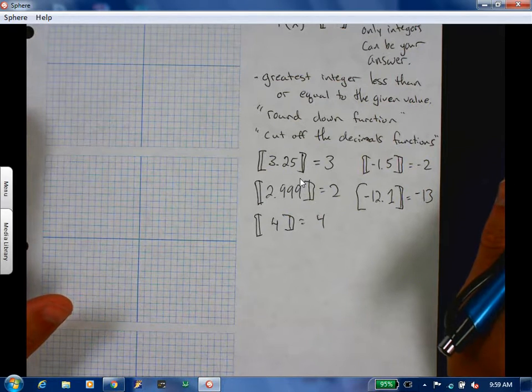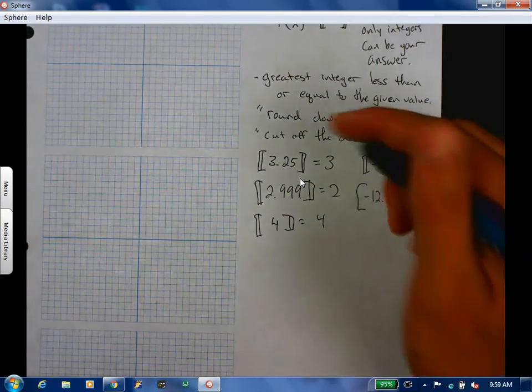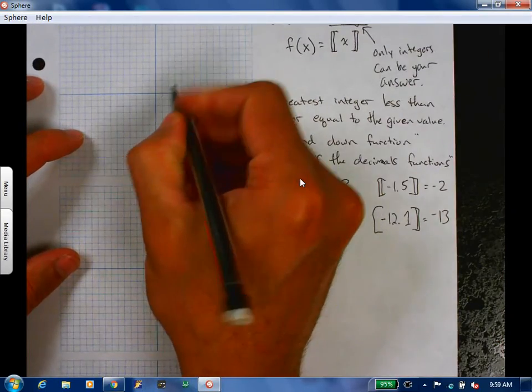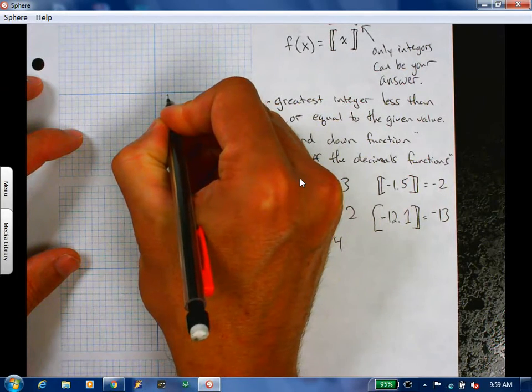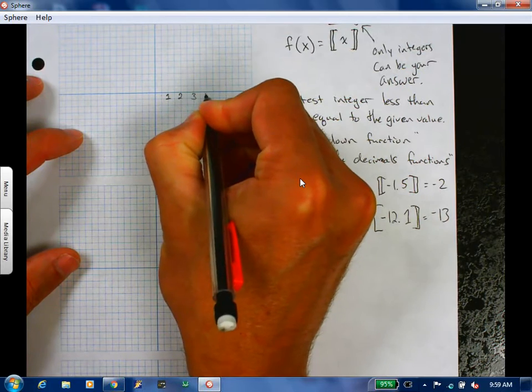So what would the graph of this look like? These are pretty tiny in here. What we're going to do is make two lines equal 1, so I'm going to change my scale here. Each line is a half, so I got 1, 2, 3. I want you to do the same thing.